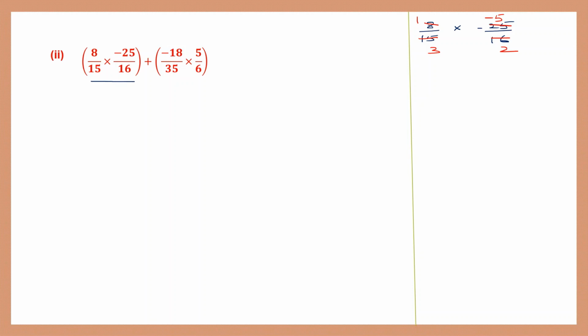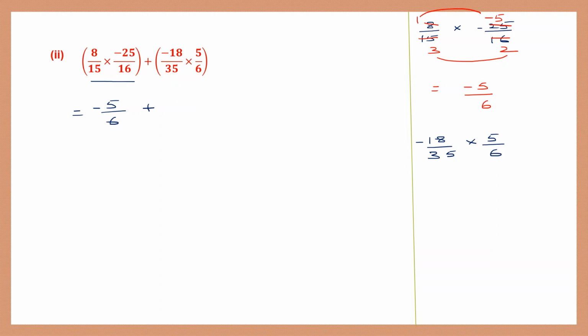So here there's nothing else to cancel, so let's multiply the numerators. 1 into minus 5 is minus 5 and the denominator 3 into 2 is 6. So after removing the first set of brackets, what did we get? We got minus 5 by 6. Now we have to add this to the answer that we get from the operation inside the other set of brackets, which is minus 18 by 35 into 5 by 6.